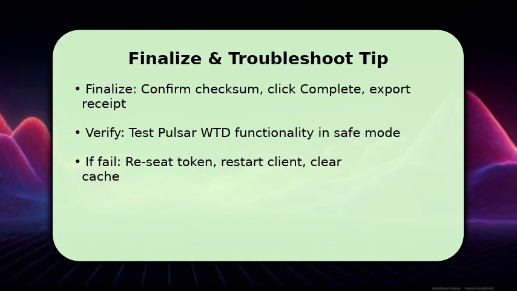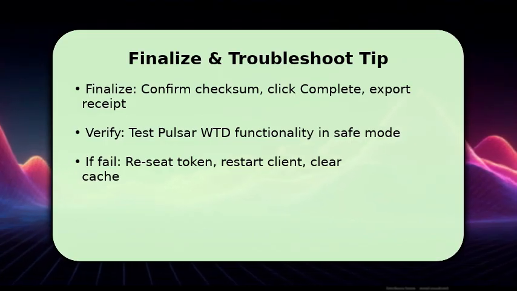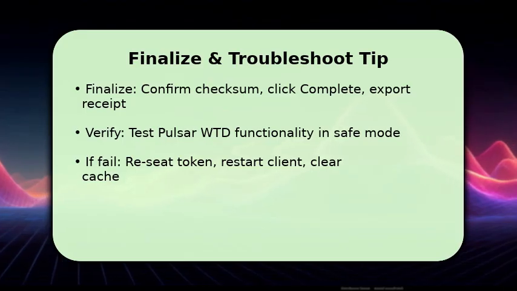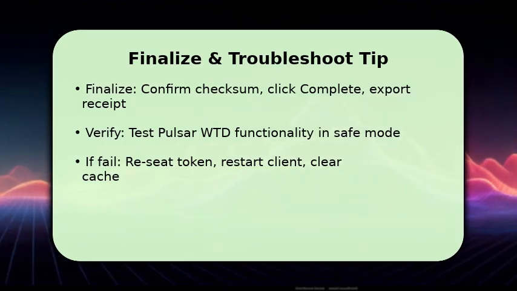If something goes wrong, try the single most effective fix first. Reseat the token, restart the client, and clear cache. This resolves 80% of failures. If issues persist, collect the console log and escalate with the exported receipt.